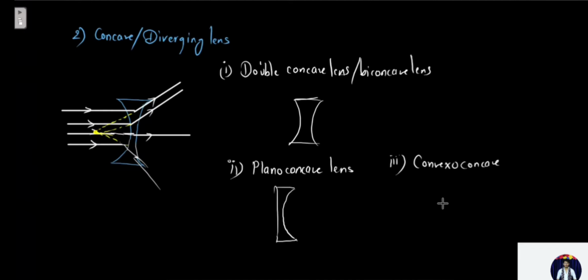So on one side, the first surface is going to be convex, and the other one will be concave. So this is going to be convex and the other one is going to be concave, something like this. This is going to be the third type of concave or diverging lens.